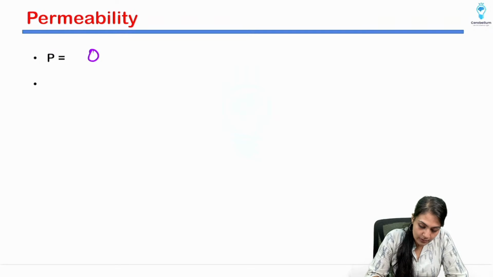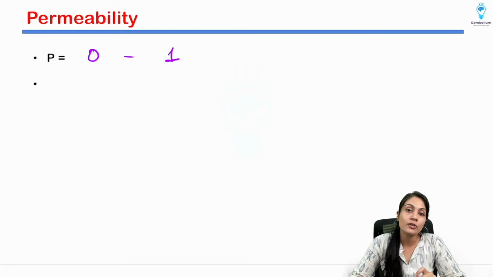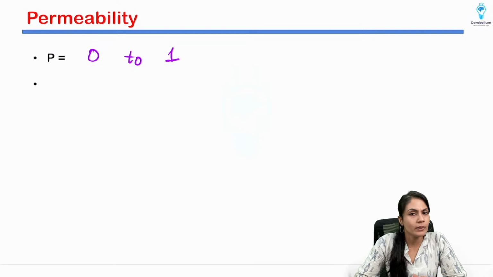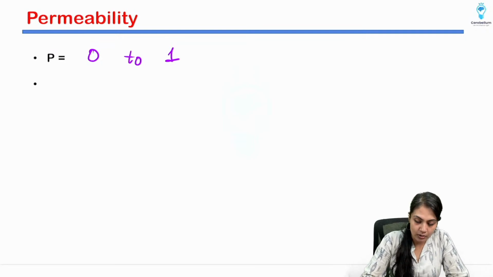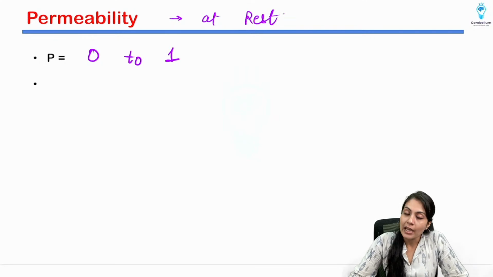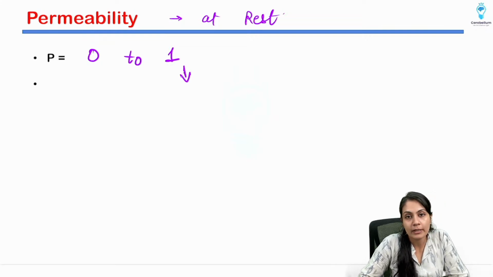So there is a value with which we are going to measure the permeability. The minimum can be written as 0, the maximum can be 1. So 0 to 1 is going to be the permeability of all the ions. In between, they are going to lie somewhere. Okay. So at rest, the potassium is fully permeable, and that means the P value will be 1.